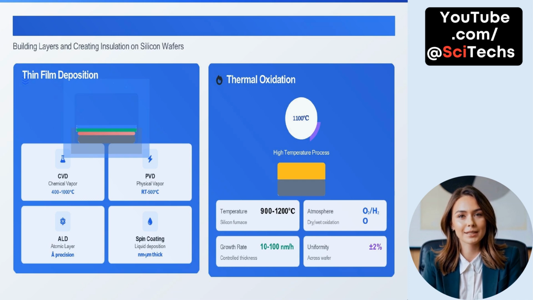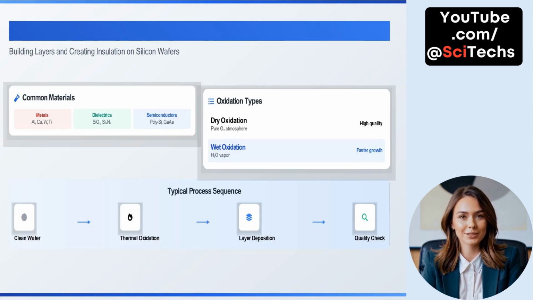On the other side, thermal oxidation is a high-temperature process used to grow silicon dioxide on wafers, typically at around 1100 degrees Celsius. It runs between 900 and 1200 degrees Celsius in a furnace, using oxygen or steam atmospheres. Growth rates vary from 10 to 100 nanometers per hour, with a uniformity of plus or minus 2% across the wafer.